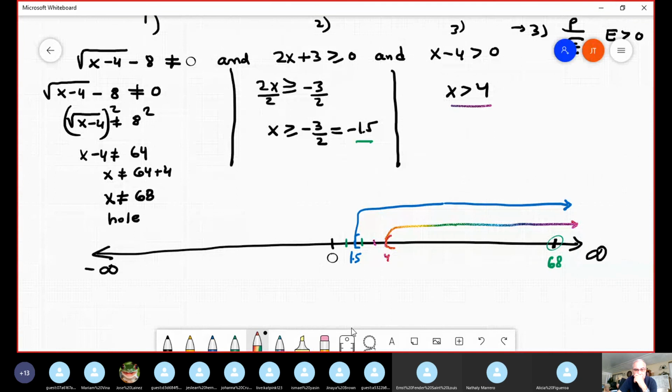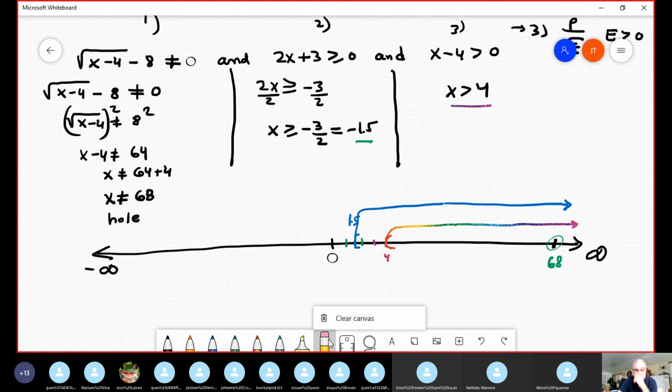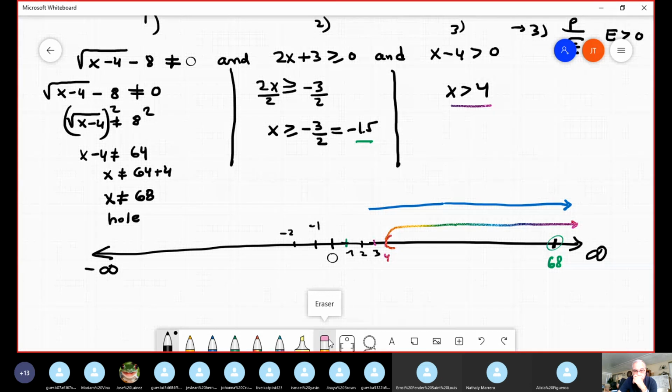Let me erase everything. This is negative, not positive, so this is completely wrong. Let me erase that part. This is 1, 2, 3, 4. This is -1, and this is -2. Thank you. -1.5 is located here. Using blue color, it goes from this to this.